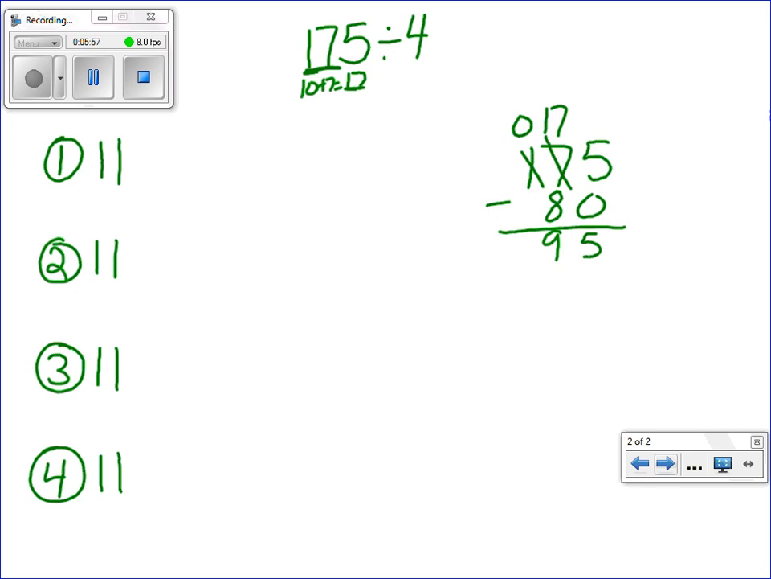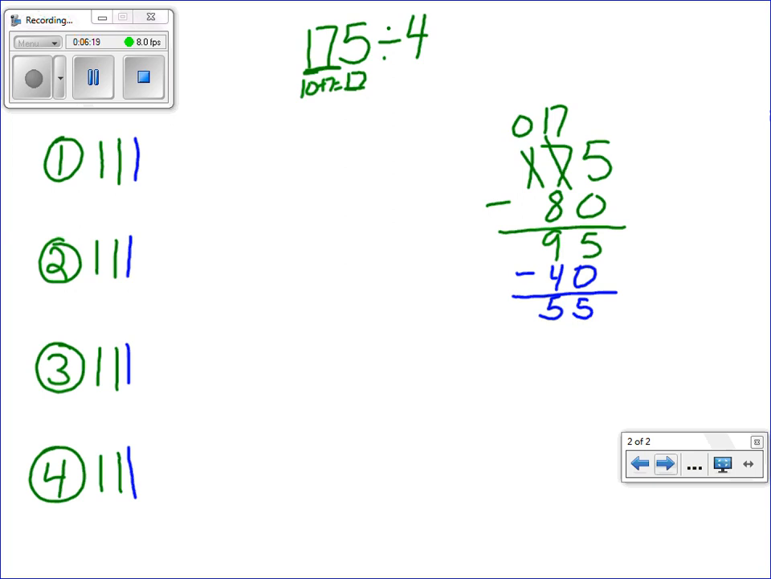And I'm going to go ahead and do that. I'm going to give each group, let's say, 1 ten. I just shared 40 out of my 95. I just gave each of my 4 groups 1 ten, and that would be 40. Subtract that from my 95, I'm left with 55.